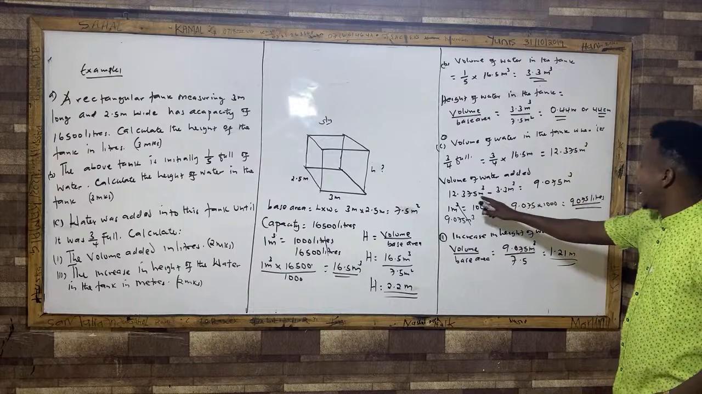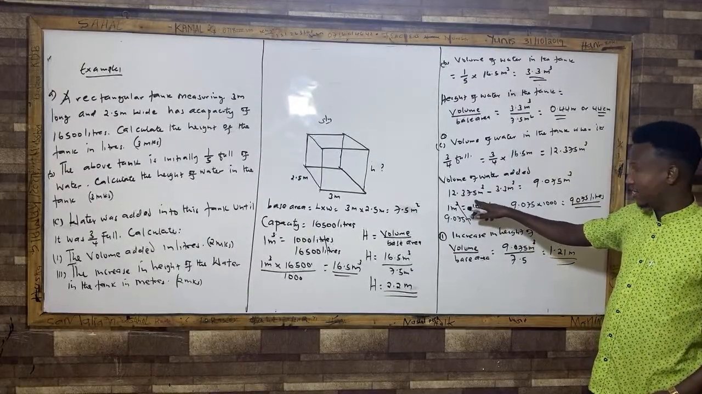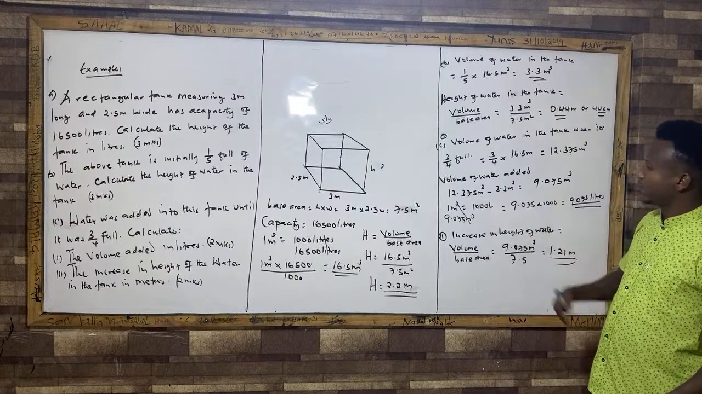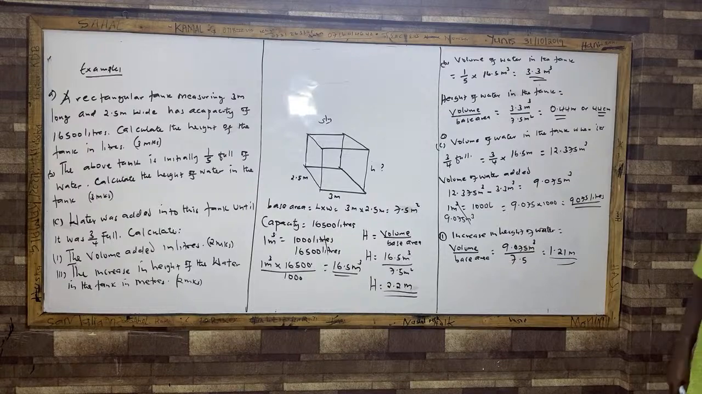Alternatively, you can get the height of water in the tank when the volume is this one. Then after you get the height when the volume is this one, you subtract from the initial height, which was 2.2, then you'll get the same answer, 100%.